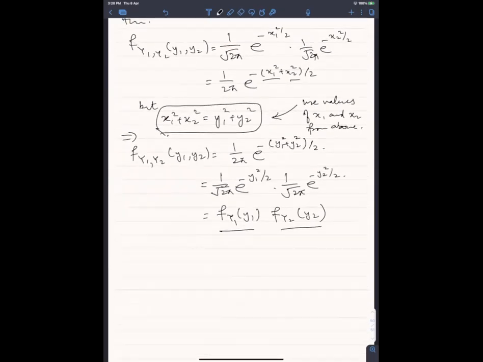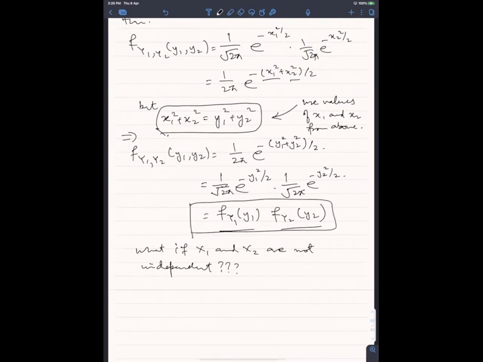Okay, what if x1 and x2 are not independent? We will need to see. We will definitely know. It will not come out as a product of two density functions in this way, but we will need to see what comes. There is another example given in the notes. We have given a question on it in the homework, and I have solved this in the class notes as well. So please take a look at that.